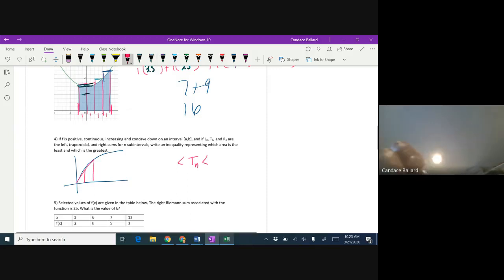All right, so looking at the picture they gave us, if I'm coming at this from the left, meaning I have left endpoints, I'm drawing a picture of my left endpoints. Is that going to be bigger than the trapezoid or smaller than the trapezoid? Tell me in the chat. Okay, good, we've got it. So that means my left should be the smaller one, which would mean the right one has to be the bigger one.